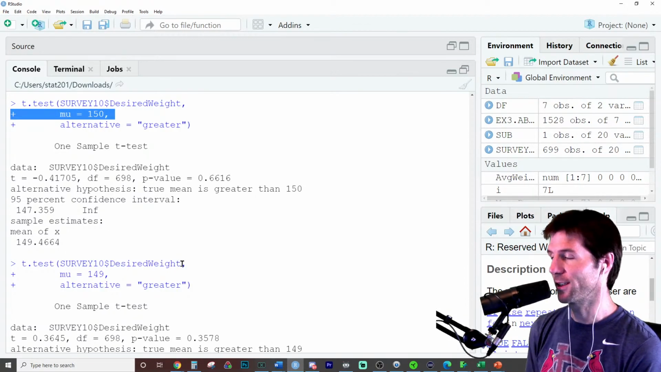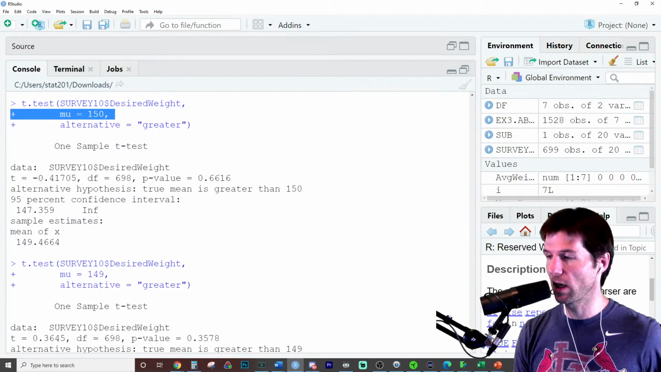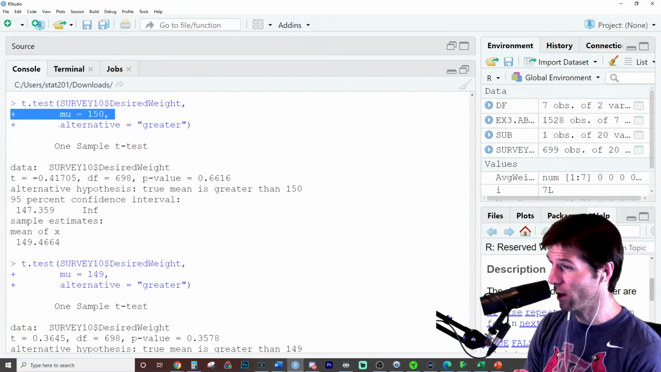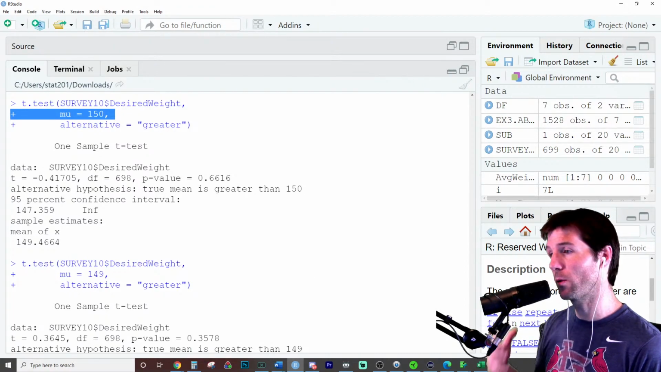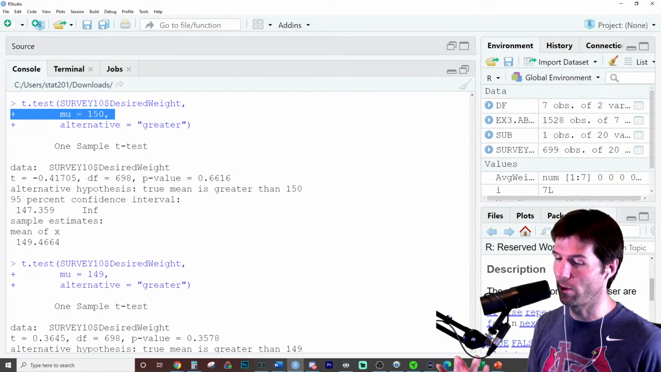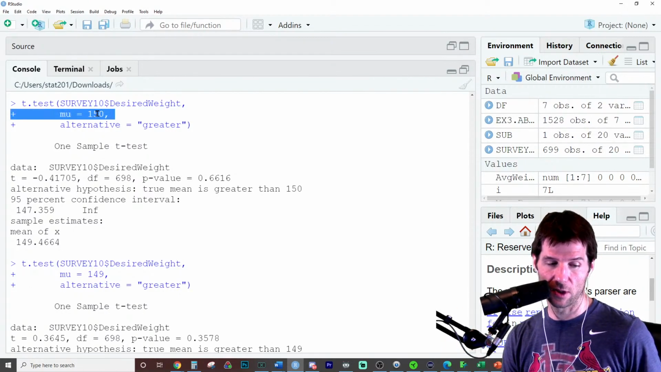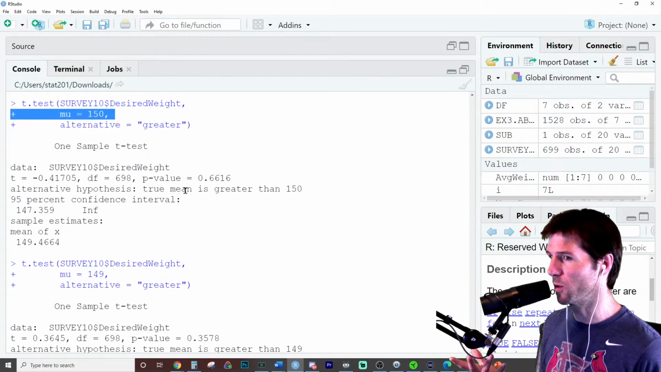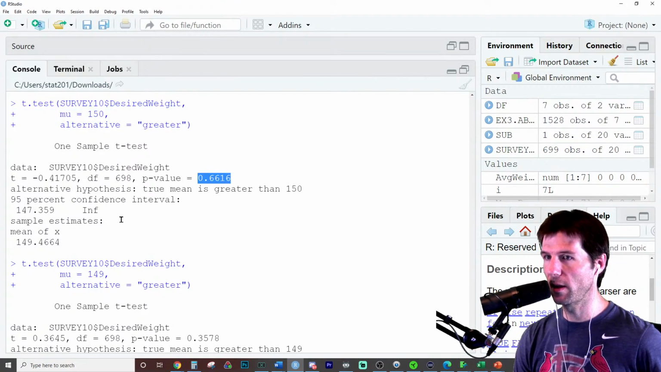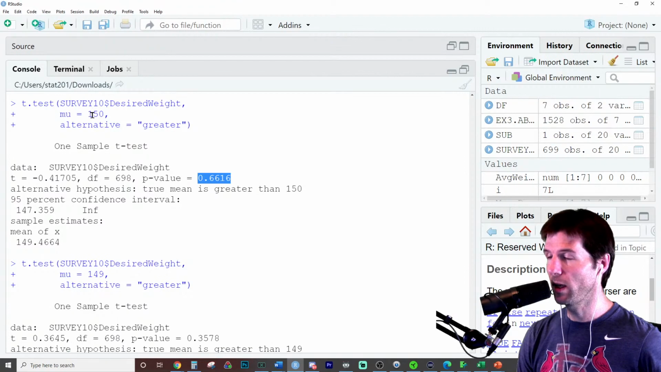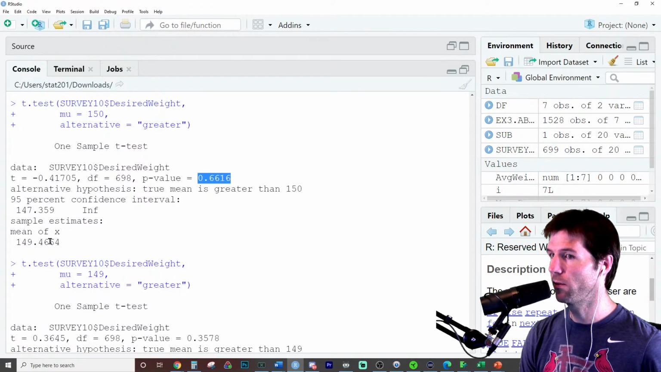So we either reject or not reject. That's my favorite wording. Some statisticians say reject or fail to reject. That's kind of the classical wording. But to me, it makes sense. You either reject or do not reject the null. So in this instance, I can't reject this null. I do not reject it. It seems possible to me. This tells me that the true mean of 150 is possible given what I observed.